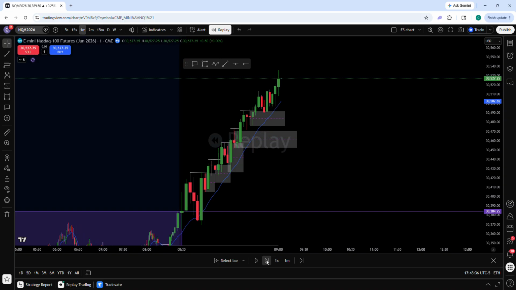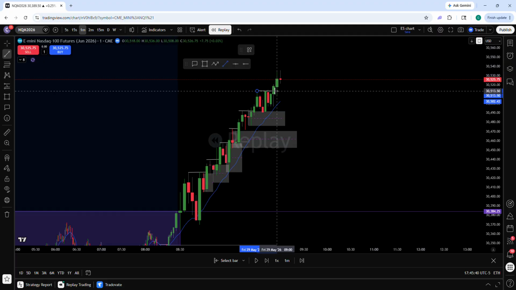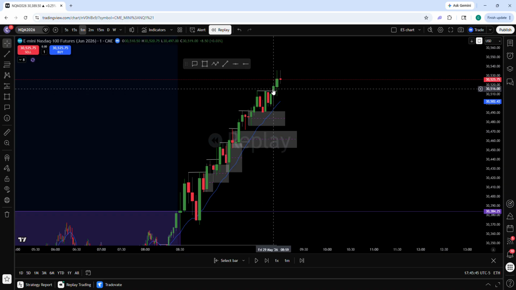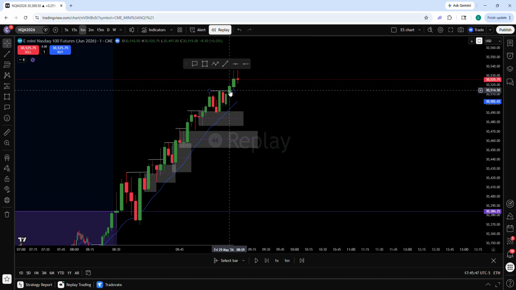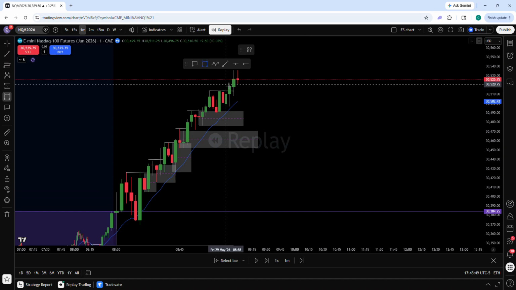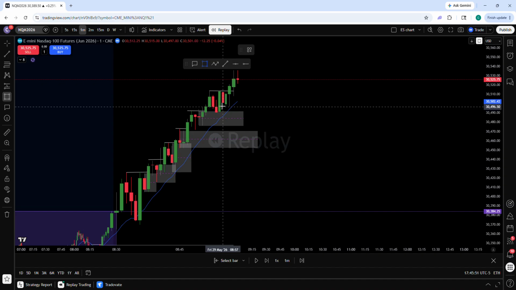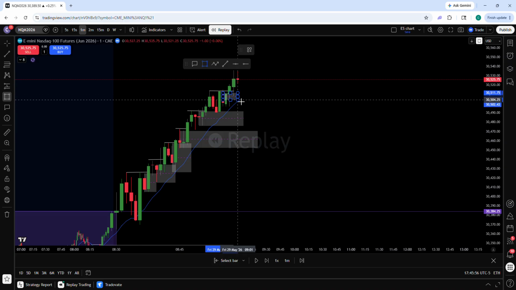Not bad. So this was the high. See how we just wicked it? I don't count that as a break. This is the candle that broke. This candle. So where does price have to come back to? It's going to come back and more than likely tap this candle right here.